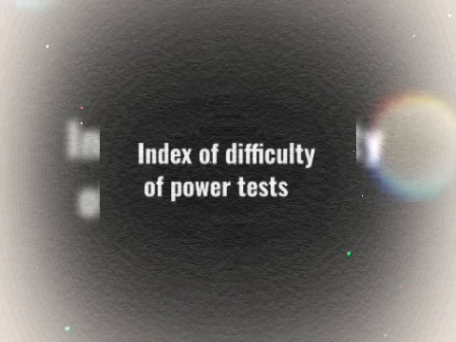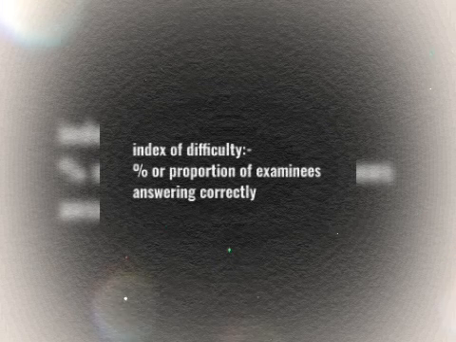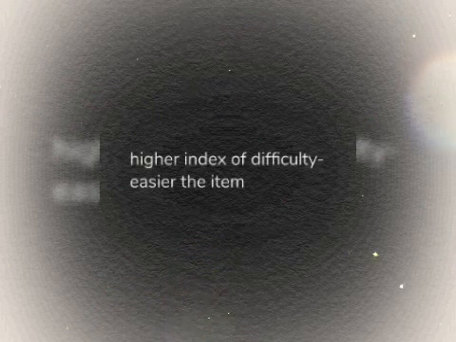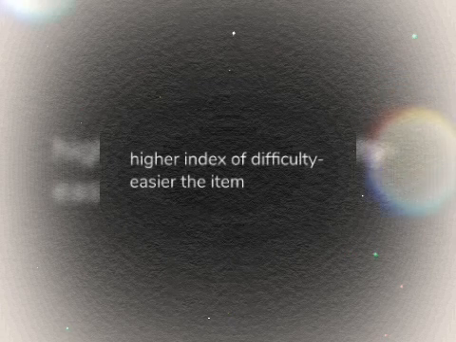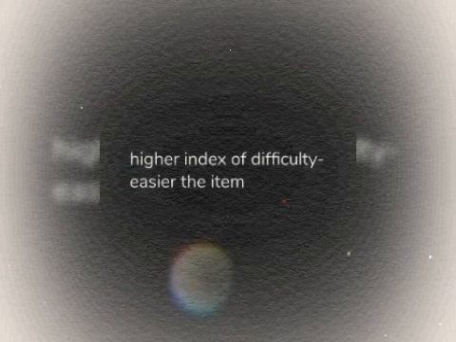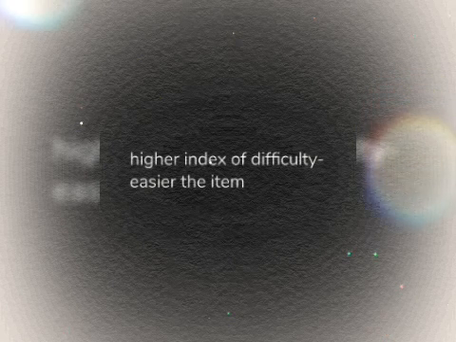So the first step of item analysis is to find out the difficulty value of an item, or the index of difficulty. Now, what is the index of difficulty? It is the proportion or the percentage of examinees who are answering the item correctly. So the higher the index of difficulty, it means the easier the item. Please don't get confused here because of this term, because the index of difficulty, as I already told, is the percentage of examinees which are answering correctly. So the more the examinees are answering correctly, it means the item is easier.